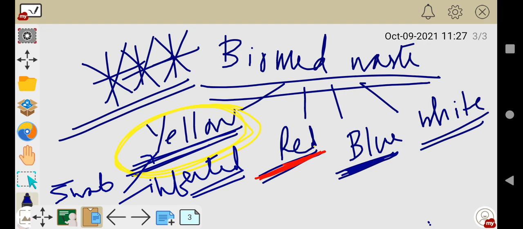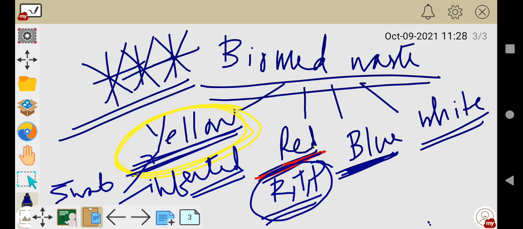Okay, so next one is red. For red, just remember three things: rubbers, tubes, and plastics. This we will throw in red. Like you may say urine bag, red. Anything with blood, yellow. Anything rubbers, tubes, or plastics, red. Folies, red. Okay.